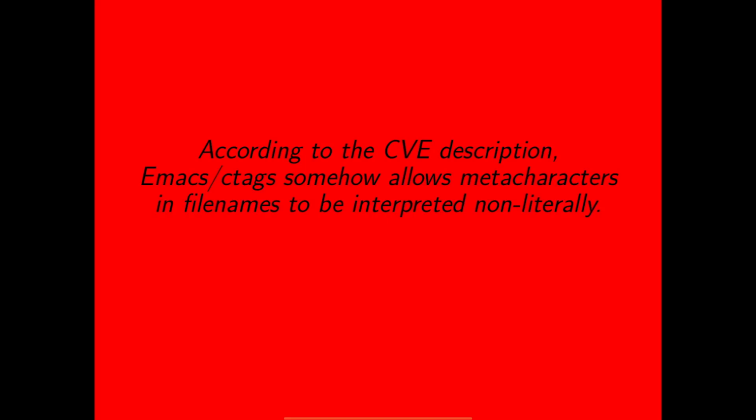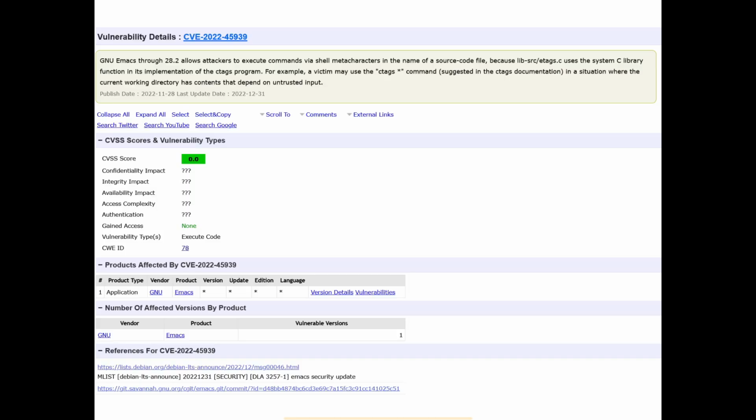According to the CVE description, Emacs/Ctags somehow allows metacharacters in file names to be interpreted non-literally. Here is the entry for the specific CVE on cvedetails.org. At the very bottom, you may notice that there is a link to a Git entry. This is in fact the commit that patches the vulnerability.